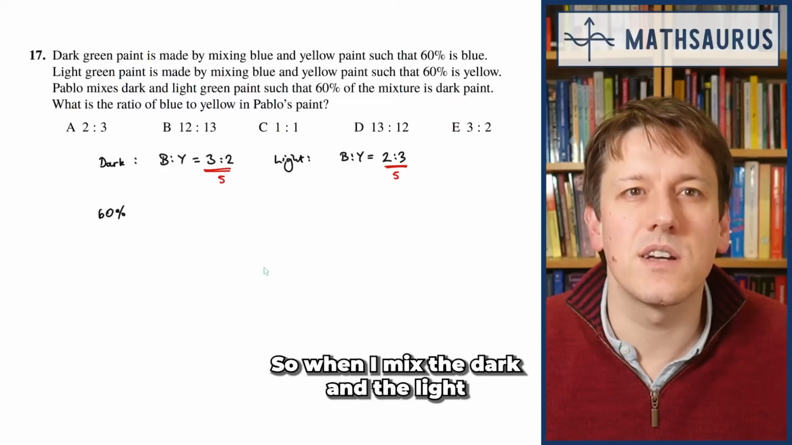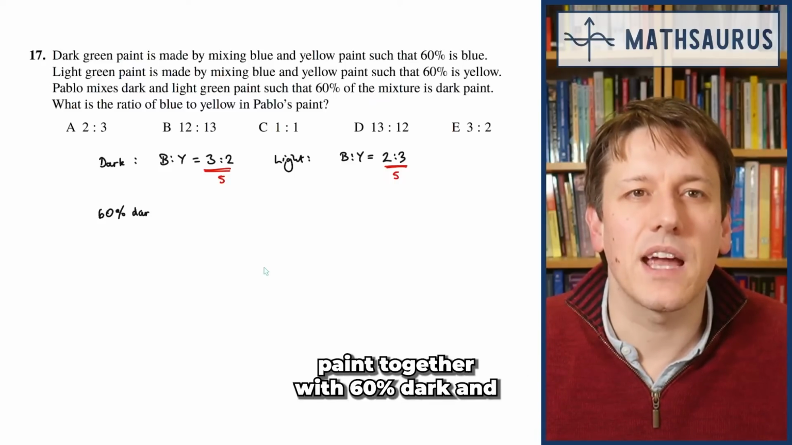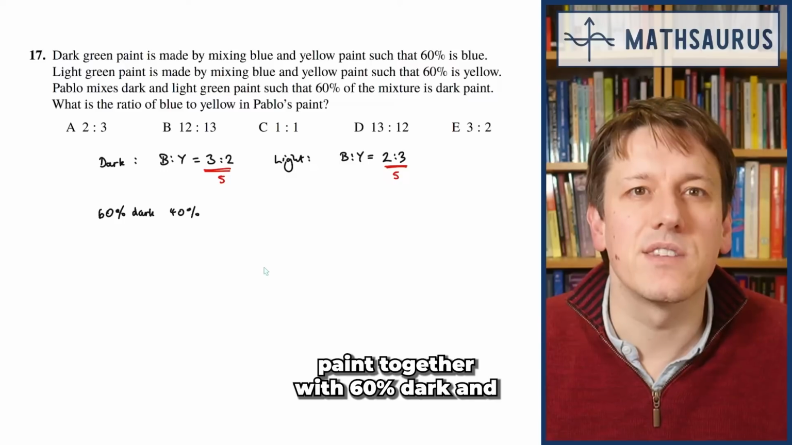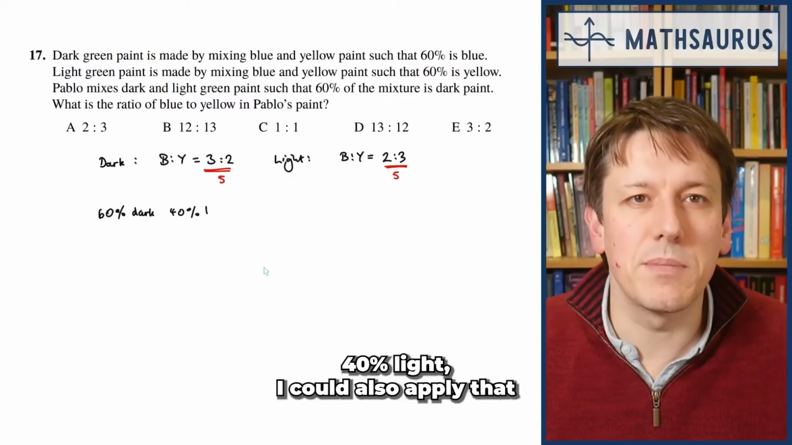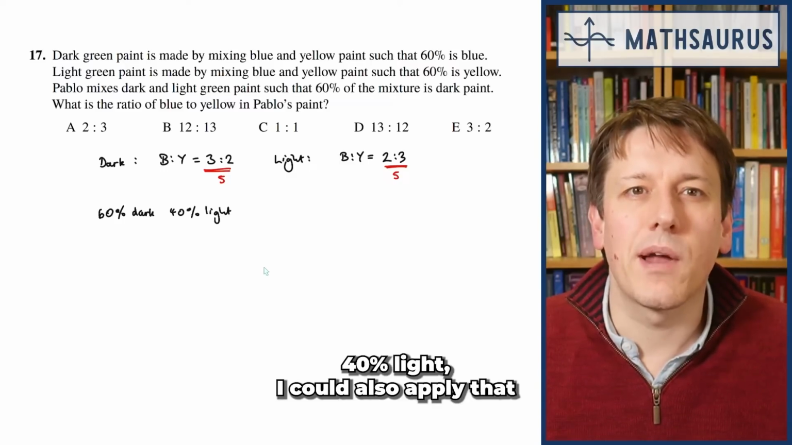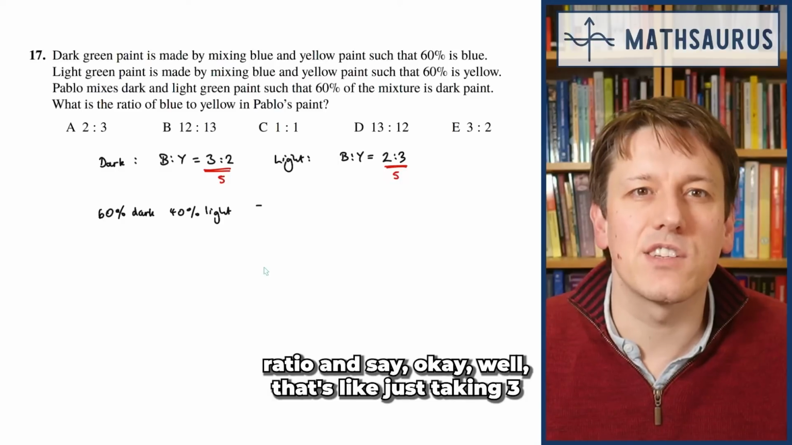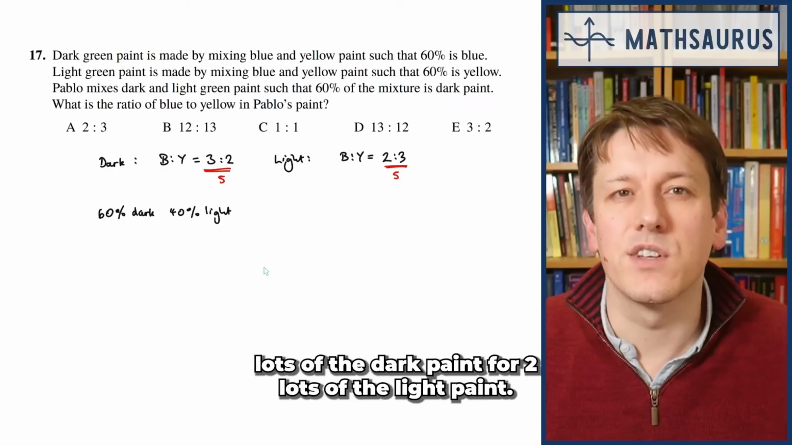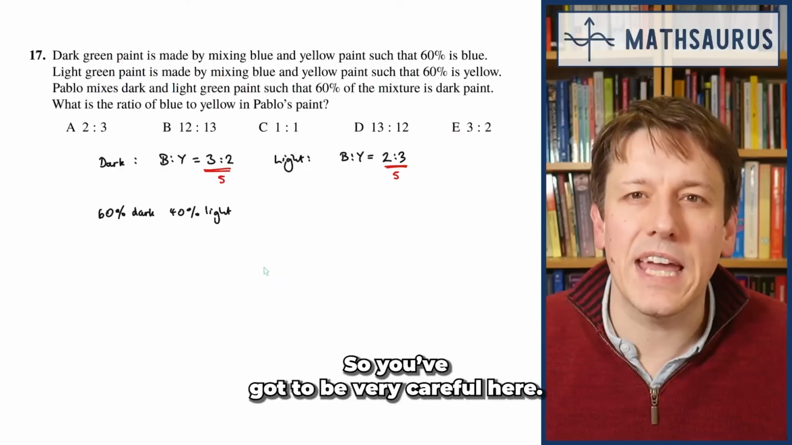So when I mix the dark and the light paint together with 60% dark and 40% light, I could also apply that ratio and say, okay, well, that's like just taking 3 lots of the dark paint for 2 lots of the light paint. So you've got to be very careful here.